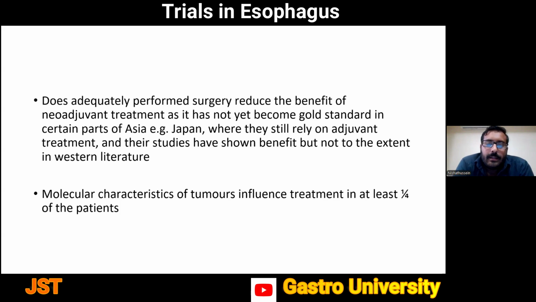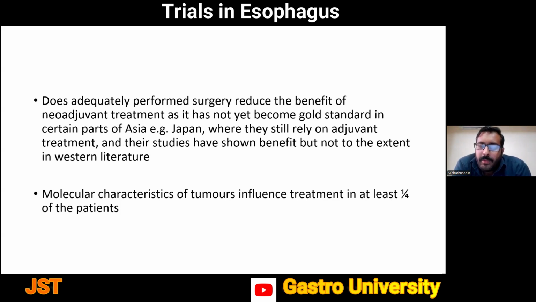Secondly, as you know, in some parts of Asia, like Japan, China, Korea, perioperative chemotherapy has not yet become the standard of care. The standard of care is still adequately performed surgery followed by adjuvant chemotherapy.